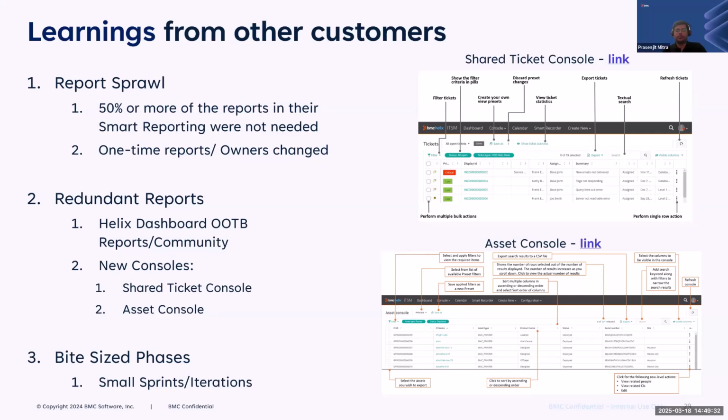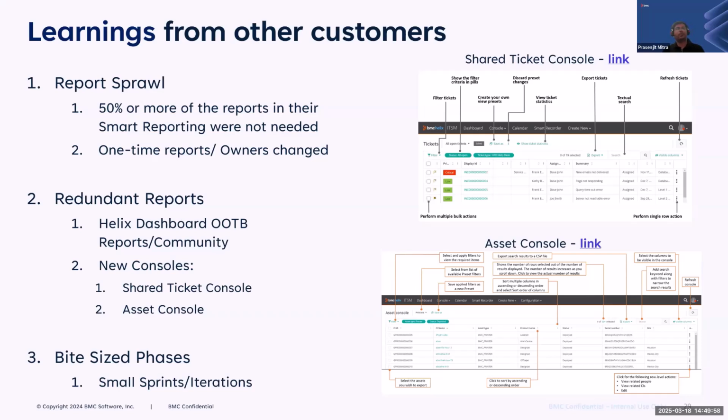So by reviewing the out of the box reports that we have, and the content from the communities and marketplace, we can get an idea of what we want to migrate over, if we already have something similar in Helix dashboard. If something is already there which serves a better purpose, you can consider reusing that.